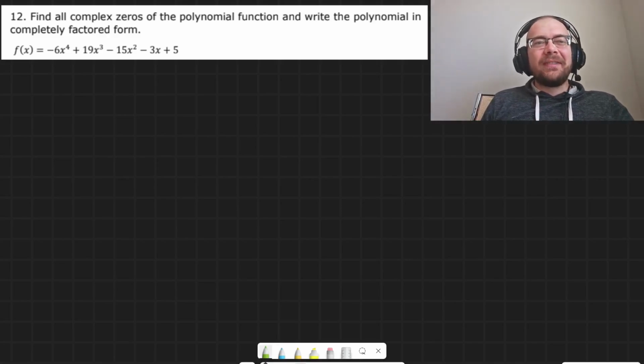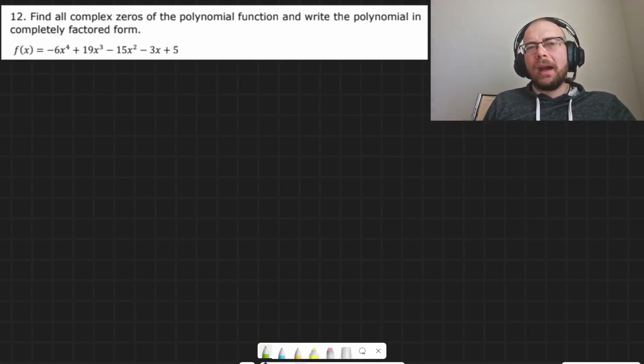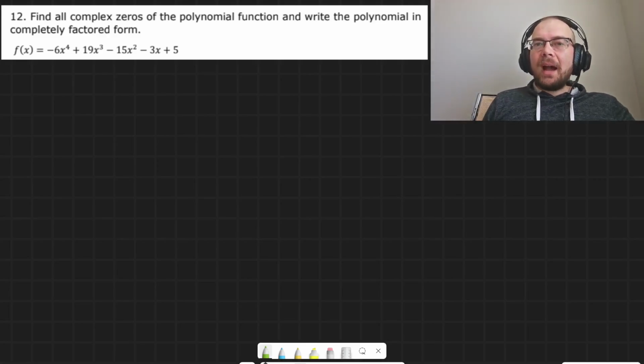We're supposed to find all the complex zeros of the polynomial function and write the polynomial in completely factored form. So it is in order, so that's nice. It's got the x to the fourth, then the x to the third, x squared, x to the first, and then the constant, which would be x to the 0 power. So that's good. If there were any gaps or if it was out of order, we would need to fill the gaps and put it in order. Okay, so we don't have to deal with that.